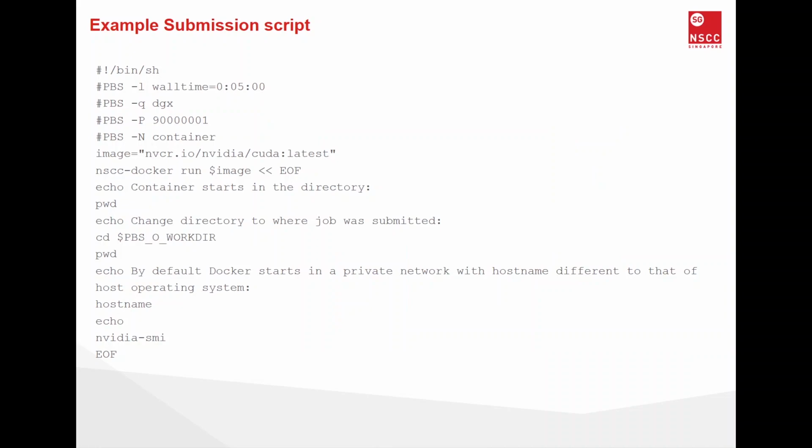Here is the job submission script. It starts with #!/bin/sh, then PBS -l. We are requesting a wall time of 5 minutes. PBS -q, we are requesting the queue named DGX, and PBS -P, the project ID, which I'm going to put here. You need to change this project ID to your own project ID.